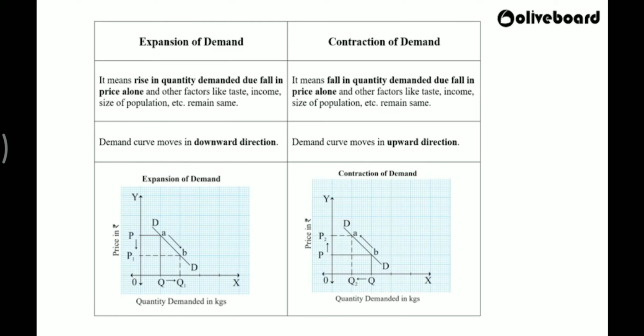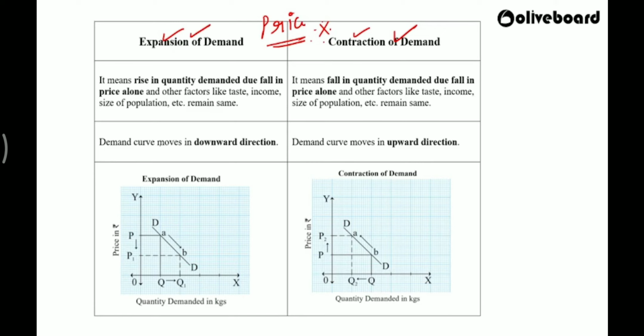Now you have to understand why this is happening. This expansion or contraction is happening because of one factor, that is called the price of that commodity. This is important, guys. If price increases, my quantity demanded will reduce. That is called contraction. If price decreases, my quantity demanded will increase, and that is called expansion.